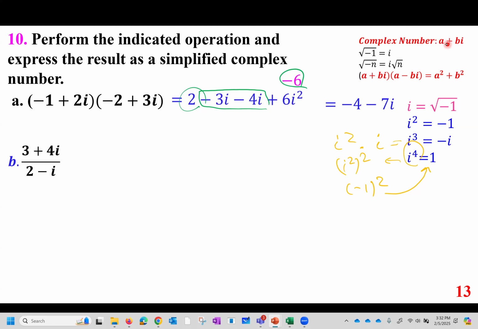The process is to multiply by the conjugate of the denominator. Remember, the conjugate of a plus bi is a minus bi and so forth. So the conjugate of 2 minus i is 2 plus i. So we're going to multiply and divide by it. For the denominator, we use this a squared plus b squared, so 2 squared plus 1 squared. For the numerator, we do the FOILing.